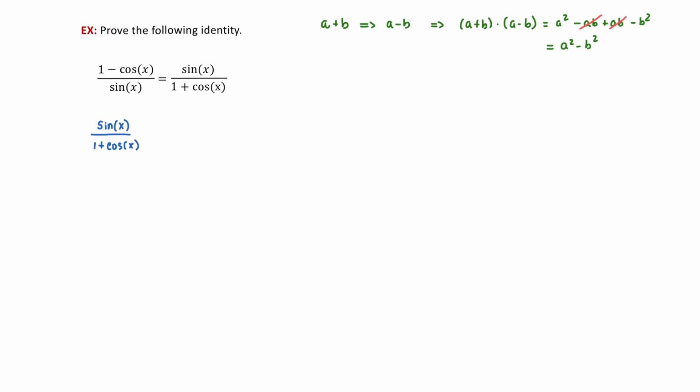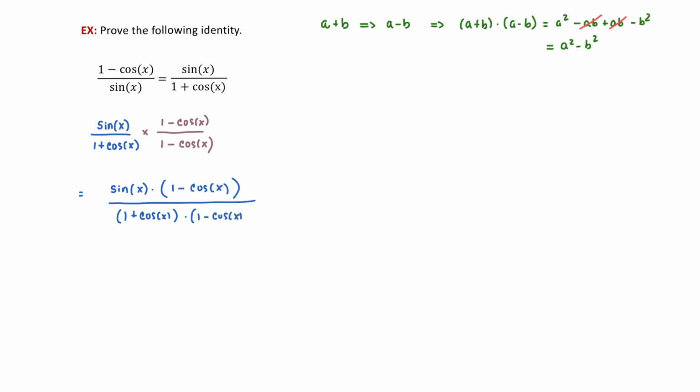So in this case, if I multiply top and bottom by the conjugate of 1 plus cosine x, I'm going to have 1 minus cosine x over 1 minus cosine x. And then in the numerator, I'm going to have sine x times 1 minus cosine x. I'm going to leave it like this for now. In the denominator, I'm going to have 1 plus cosine x times 1 minus cosine x. So those are the two conjugates.